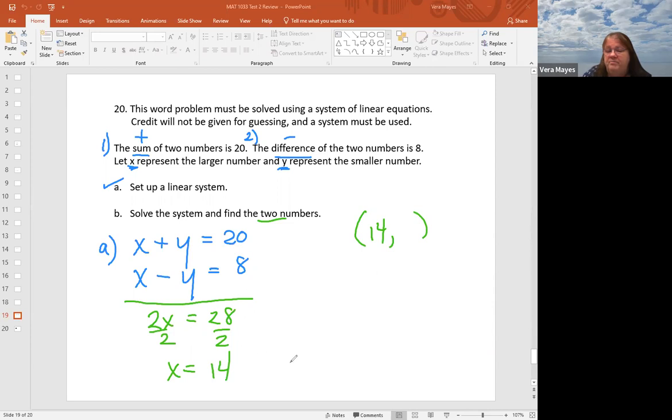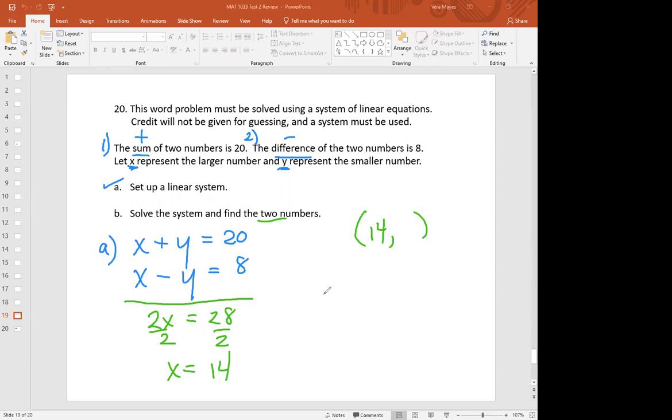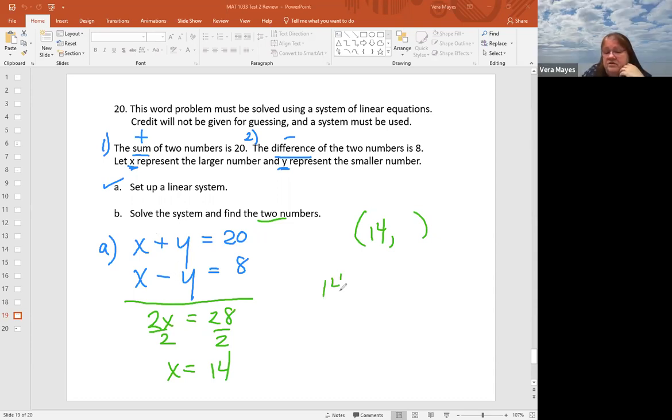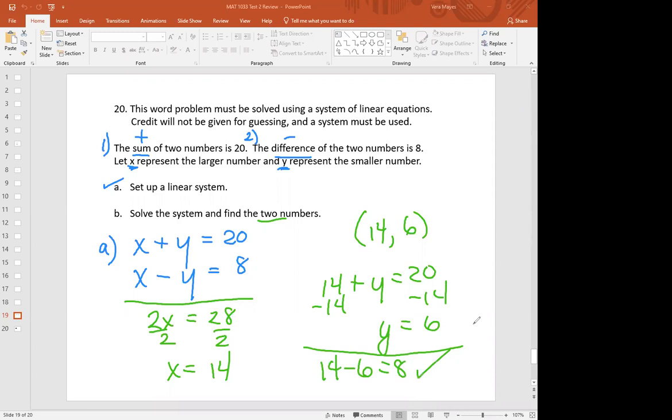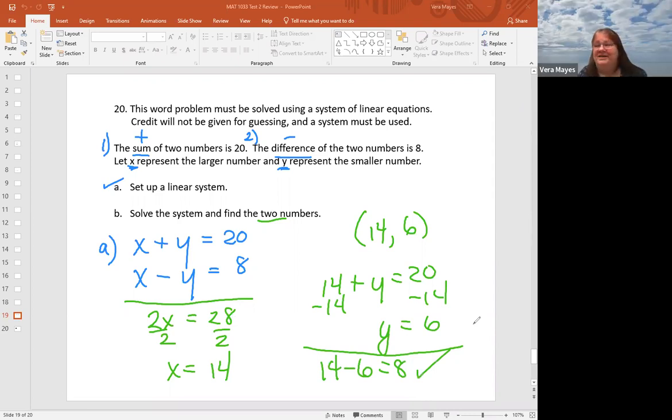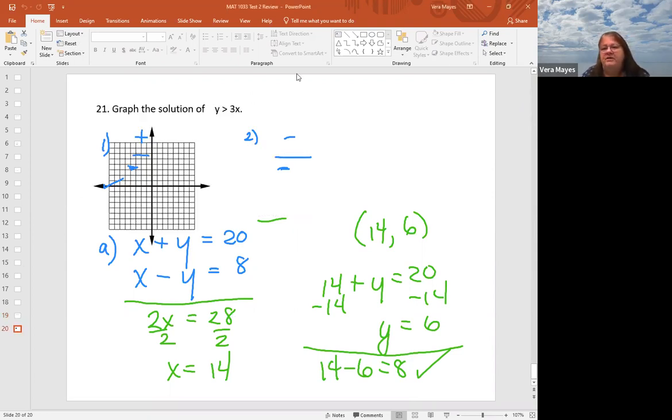Does it matter which one of these I plug it back into to find y? No. Most of us don't like subtraction as much, so I'm going to go for the plus. So 14 plus y equals 20. Bring the 14 over. Y is 6. If I plug that back in my last one to check it, is 14 minus 6 equal to 8? Yep. Ta-da! I like checking because it makes me feel good. I'm like, ooh, got it right. I think this is a repeat of the graphing.